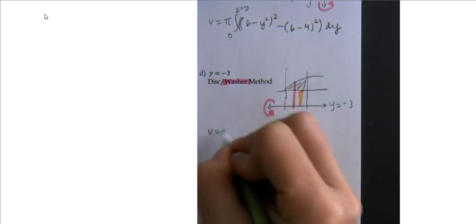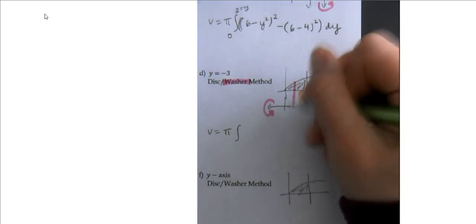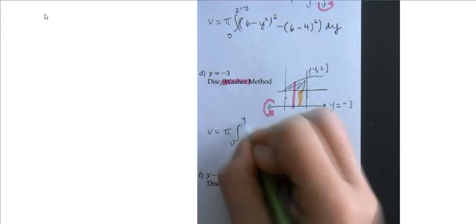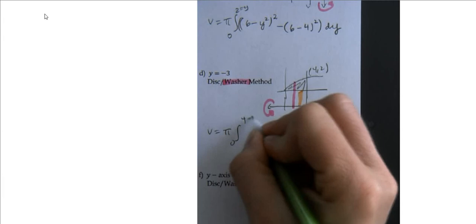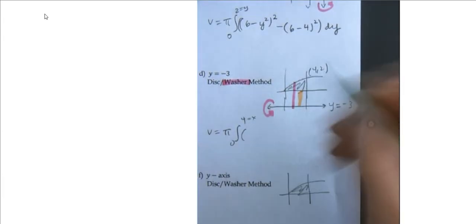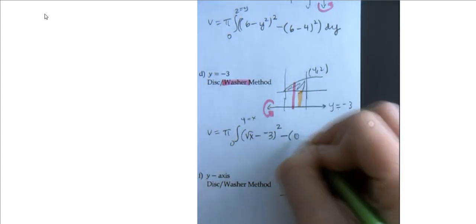So V equals pi. Remember, it's pi r squared. We have circles. These get stacked up. They keep hitting the x-axis, and x goes from 0 to 4. These are x values. The pink, it's top minus bottom. It's a vertical line. So it's root x minus negative 3, squared, minus the orange, y equals 0 minus negative 3, squared. All dx, expand also.